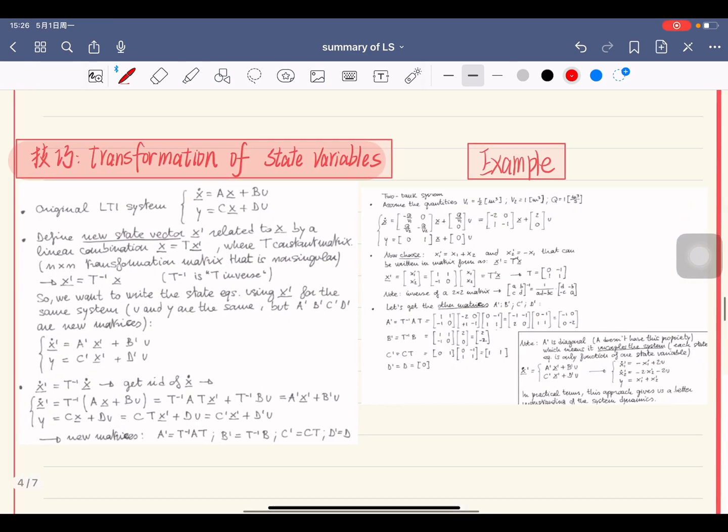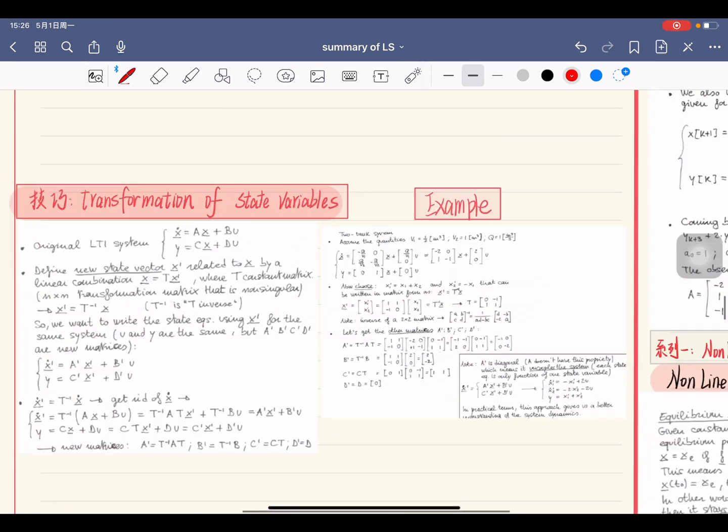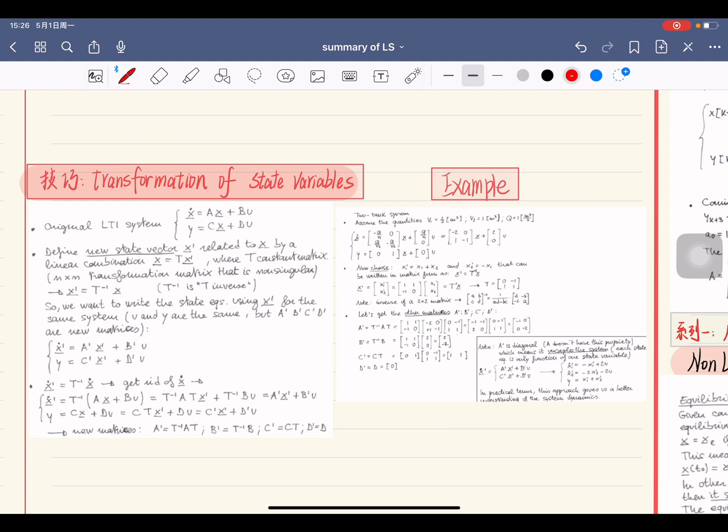Let's see some example. Original, LTI, meaning a linear time-invariant system, okay? We also need to express it in this matrix form. If I use this variable s prime, related to s by a linear combination, s equals T s prime. What does this mean? This is the relationship between the new variable and the original variable. S prime represents the new variable, S represents the original variable, where T is a constant matrix and the transformation matrix is non-singular. If we want to change the old variable into the new variable, we can use this method.